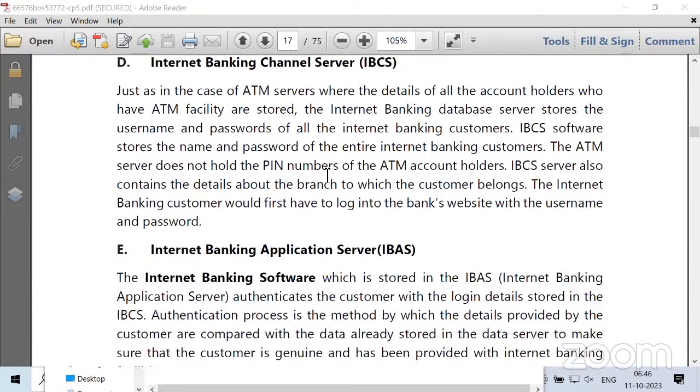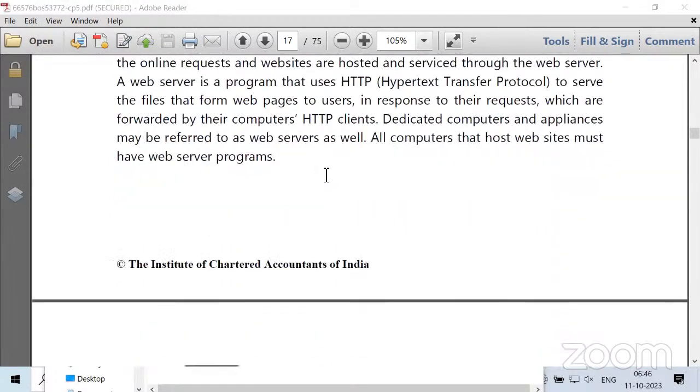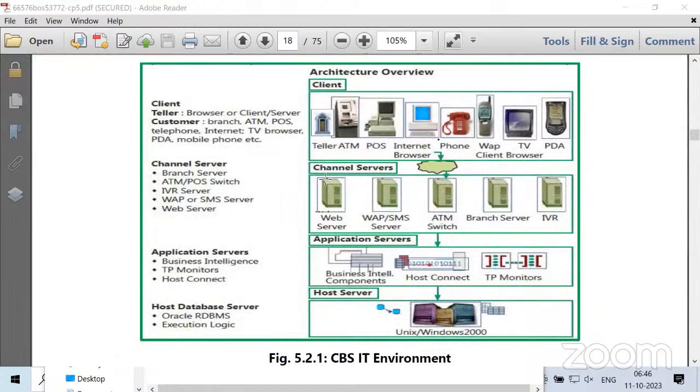Then internet banking services, similarly internet banking software, IBAS, then web server, all these things I explained. So this is a pictorial representation of what we have discussed now. Client. These are all the clients like teller machine, ATM machine, point of sale machine, internet browser, phone, web client, wireless access point client, and TV or browser, PDA. So predominantly we are not using TV, all other devices we are using.